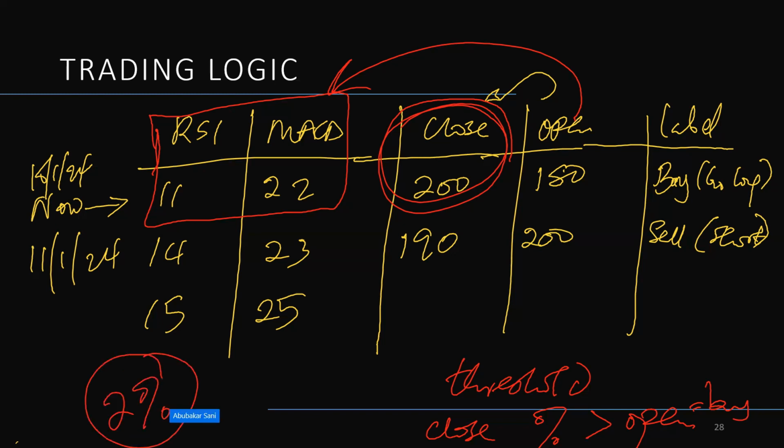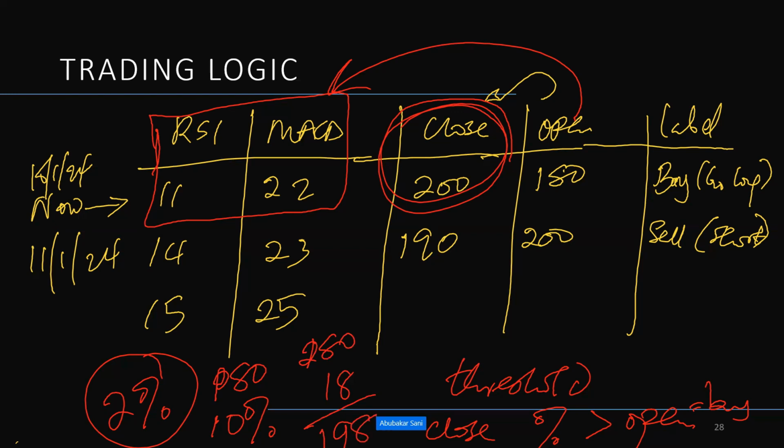Okay, so whenever I see RSI 11, MACD 22, it is likely that if the closing is 180, the open is 180, the closing could increase by 10%, and 10% of 180 is 18. So that means 180 plus 18, that gives me 198. This 10% is greater than the threshold which I set, which is 2%. Therefore, I'm gonna buy. So this is my logic. This is what is going to happen.